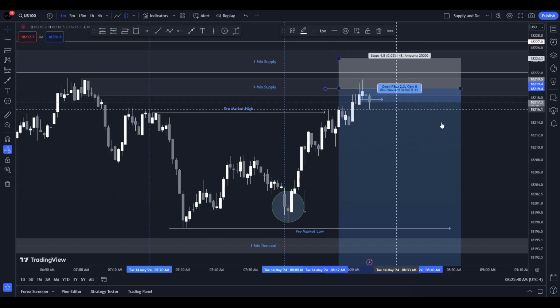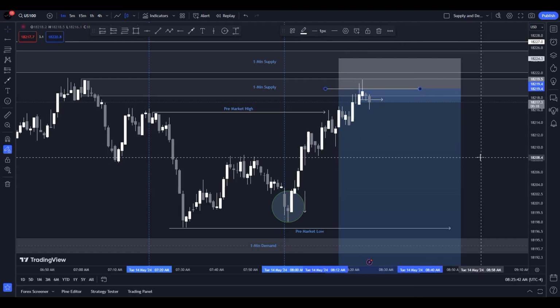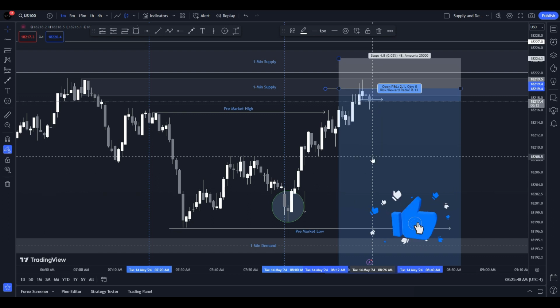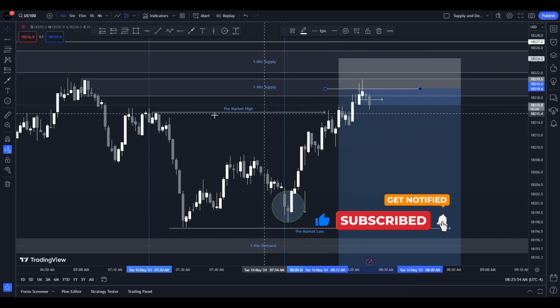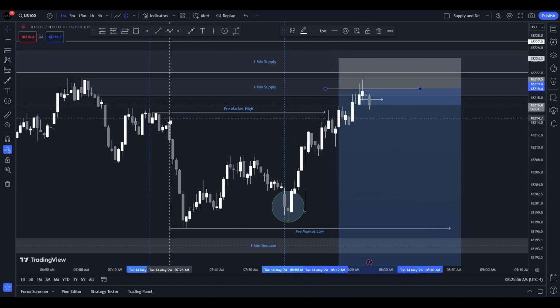So that's the house money. Okay, so you see I did take the trade. All right, so we're in that short position. So at this point, there's still 5 minutes before the news comes out.